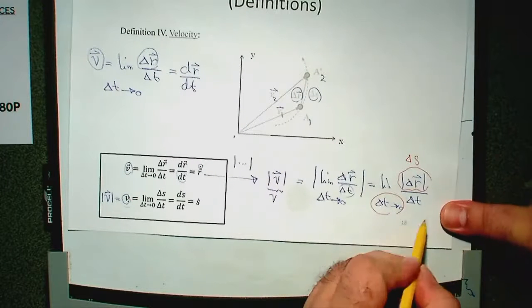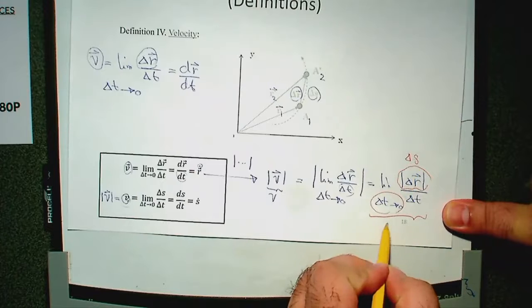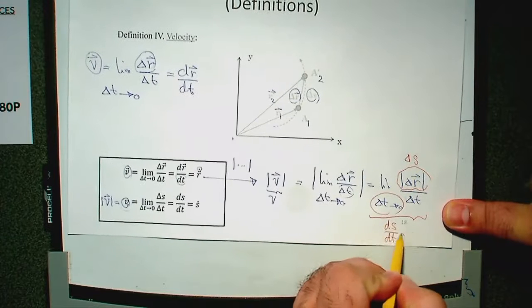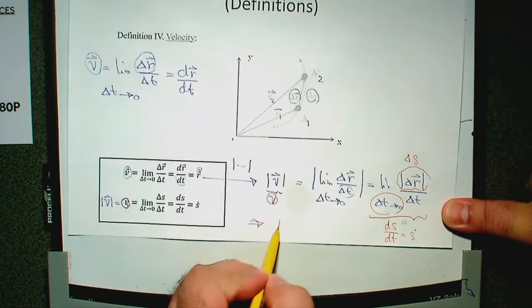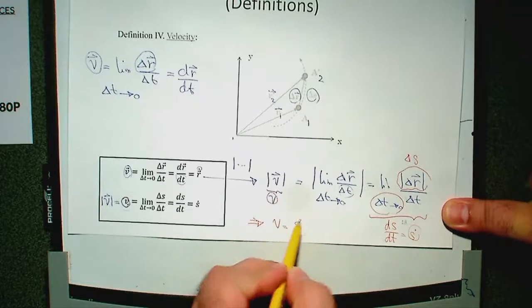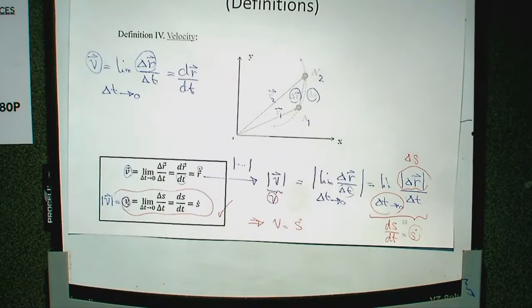Then this, we know from the calculus, is nothing more than ds over dt, s dot. That's why v is equal to s dot. Do you agree? Okay.